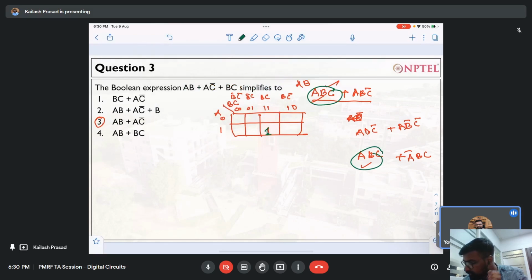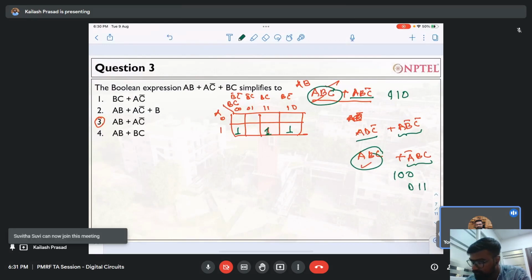Okay, so there is one here. Now what I have is ABC bar and ABC bar. So this is 1 1 0. So 1, then 1 0. So I have 1 here, right? Just correct me if I'm wrong anywhere. Then what I have is AB bar C bar, right? 1 is followed by two zeros, so I have 1 here. And then what I have is A bar BC, so this will be 0 followed by 1 1.